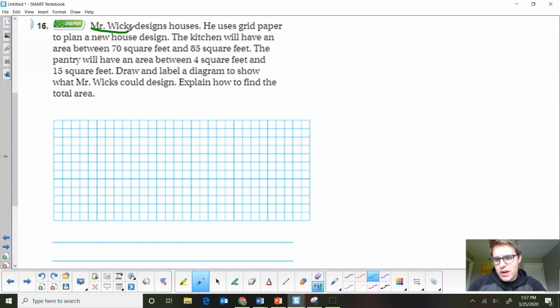The kitchen will have an area between 70. So between means it's somewhere in between 70 and 85 square feet. So it's not 70 or 85, it's either 71, 72, all the way up to 84. The pantry, that's where you store canned goods and chips and snacks, will have an area between, here's that word, between 4 square feet and 15 square feet. Draw and label a diagram to show what Mr. Wicks could design. Explain how to find the total area.